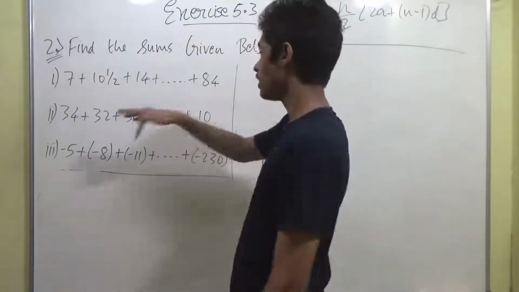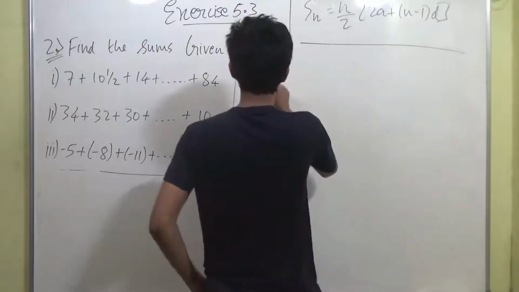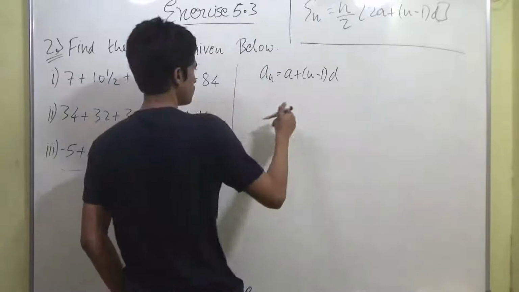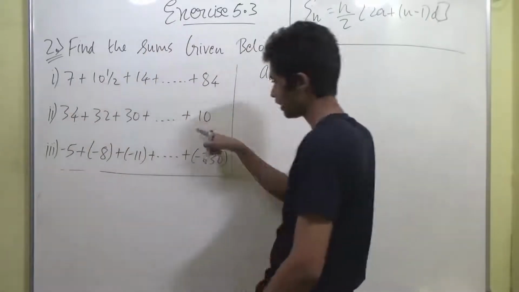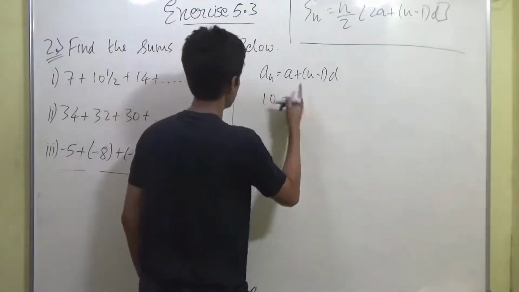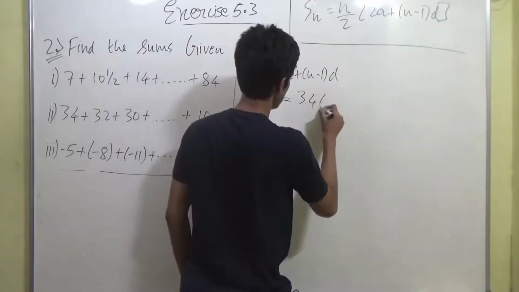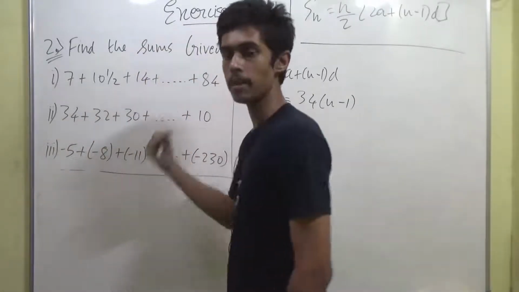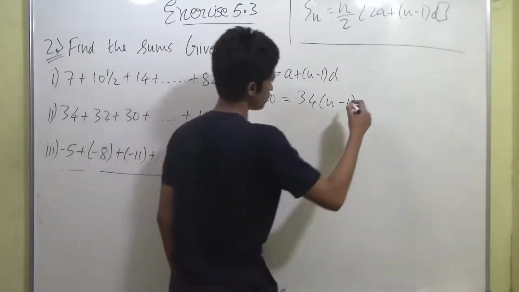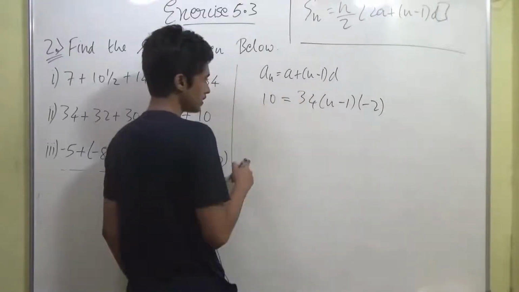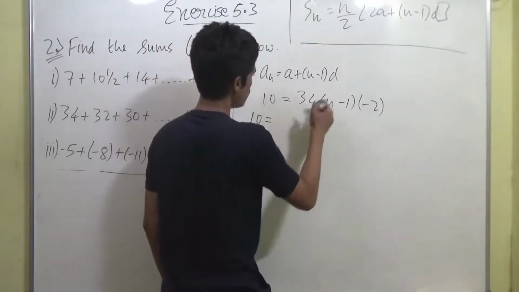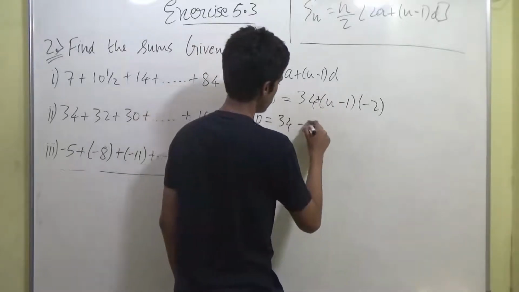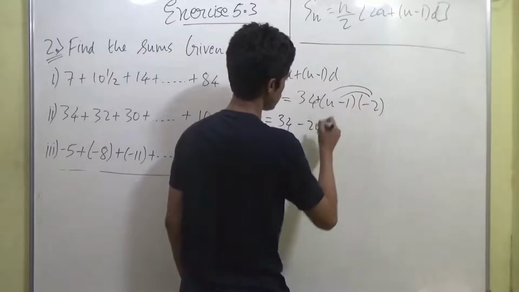Let's first find the number of terms in this AP. It will become a of n equal to a plus (n minus 1) into d, right? So here a of n is 10, so I'll write 10 equal to a, which is 34, plus (n minus 1) into d, which is minus 2. If you see here, guys, it's getting reduced by 2, which means the difference is minus 2. Now if I solve this, it's going to become 10 equal to 34 minus 2n plus 2.